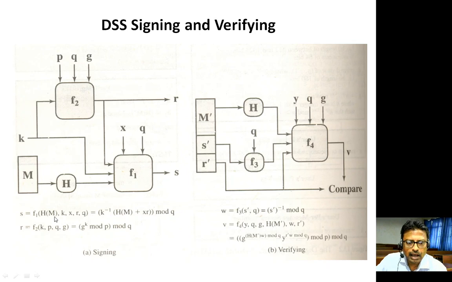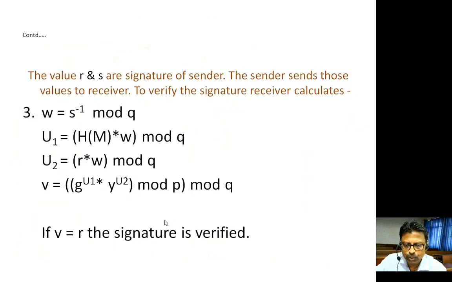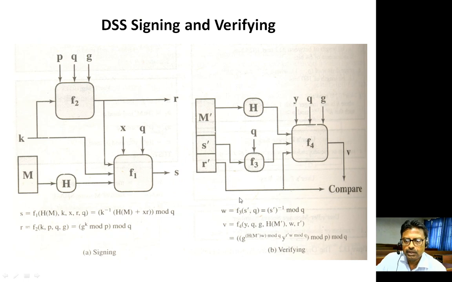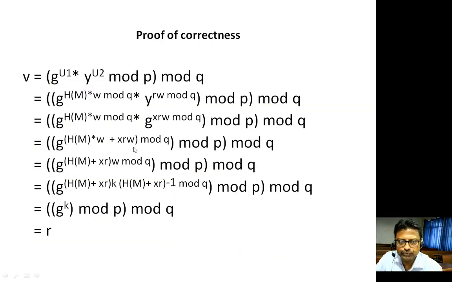Similarly, whatever we have to find out the value of s, the value of s depends upon the function applied on what? Message digest with k, x and q. So it is actually k inverse (hm plus xr) mod q. That is what has been written, k inverse (hm plus xr) mod q. Similarly, the same thing is happening on the verification side. Let us go for the proof.